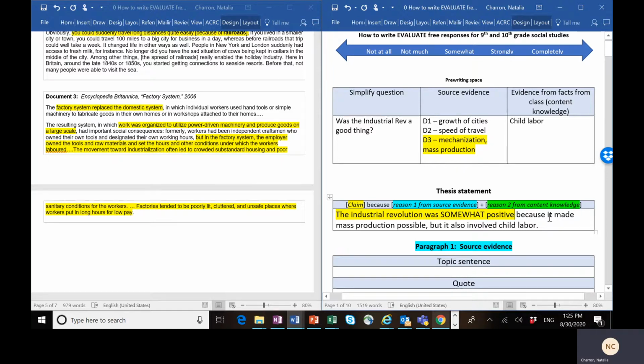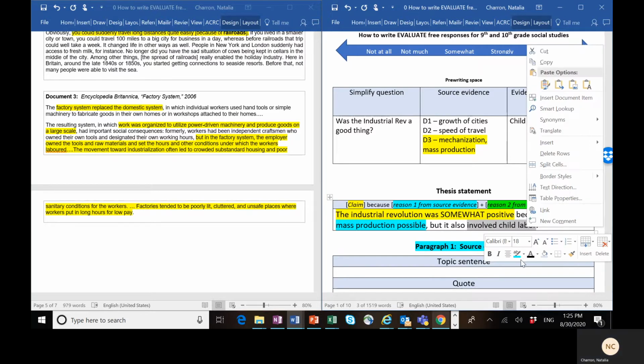In support of that claim, I have two reasons. My first reason I found in a source. It made mass production possible. And I'm saying that's a good thing. But my second reason comes from key points from class. It involved child labor, and that's a bad thing.